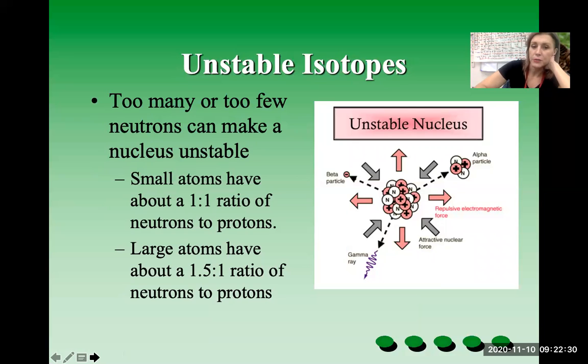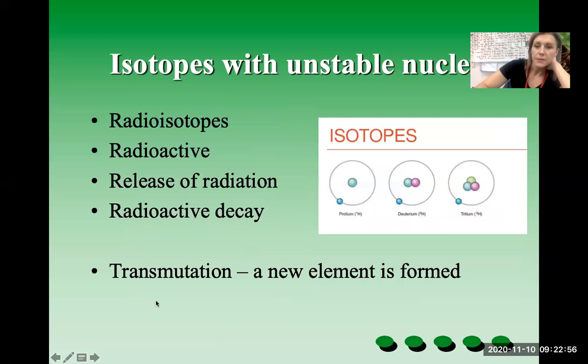Too many or too few neutrons can make a nucleus unstable. Small atoms have about a 1-to-1 ratio of neutrons and protons. Larger atoms have about a 1.5 to 1 ratio of neutrons to protons. So there's always going to be a little bit more when we were doing the mass numbers. That's why there was a higher amount when we got to the bigger elements. Isotopes with unstable nuclei are radioactive. They release radiation, which is energy. They can decay and break down, or they can form a new element, which is called transmutation.